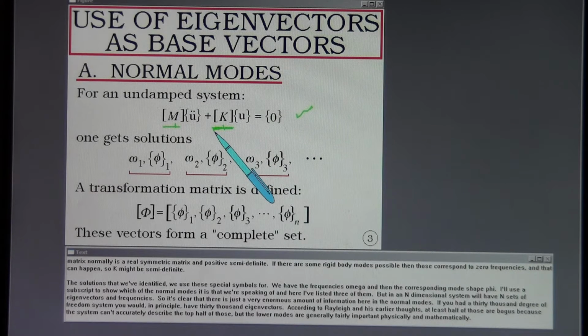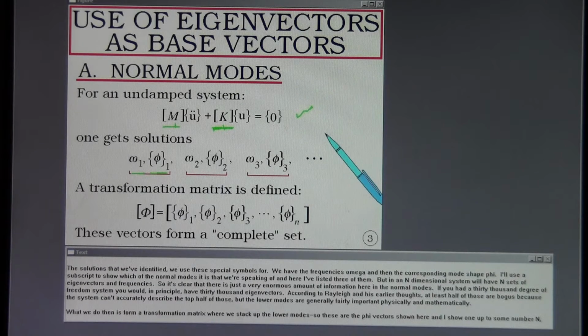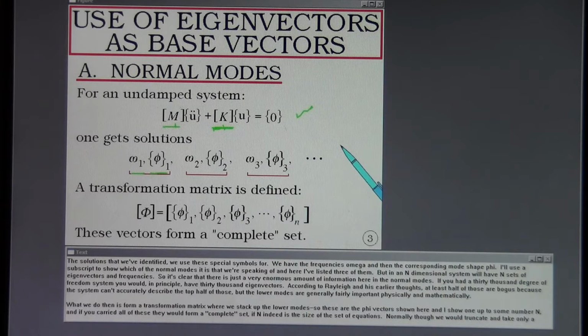The solutions that we've identified, we use these special symbols for. We have the frequencies omega and then the corresponding mode shape phi. I'll use a subscript to show which of the normal modes it is that you're speaking of. And here I've listed 3 of them, but in an n-dimensional system you will have n sets of eigenvectors and frequencies. So it's clear that there's just a very enormous amount of information here in the normal modes. If you had a 30,000 degree of freedom system, you would in principle have 30,000 eigenvectors.